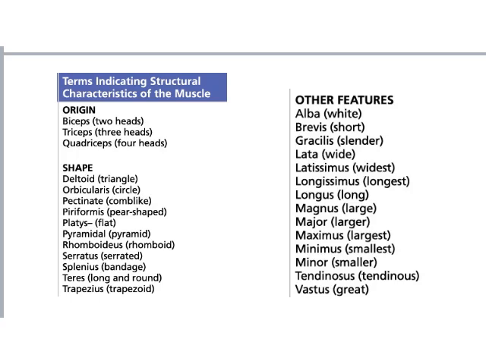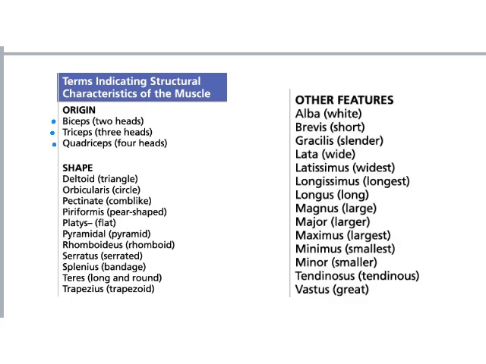Some of these terms will probably be familiar to you. For example, biceps we've talked about. That means it has 2 points of origin. Triceps means 3. And quadriceps, if you've called your anterior thigh muscles your quads, that's because there are actually 4 origins, 4 different muscles there. And so we often call that the quadriceps.